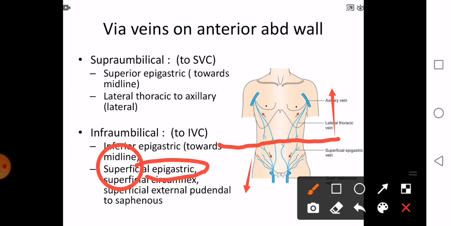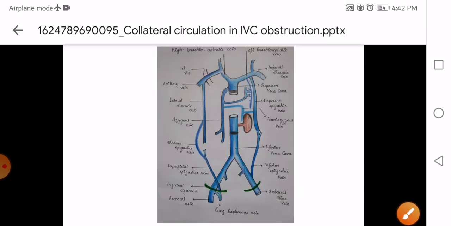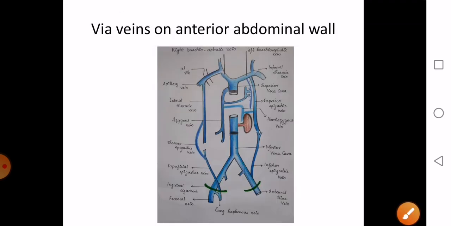Remember this: superior epigastric is supraumbilical and drains into the SVC. Superficial epigastric, on the other hand, is infraumbilical and drains into the IVC. To better understand this, we will have a look at this diagram.